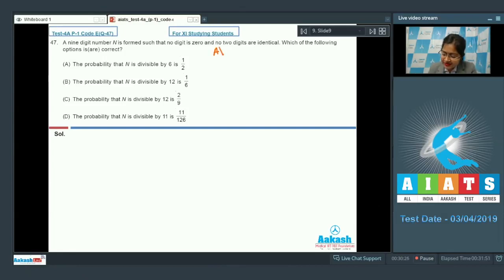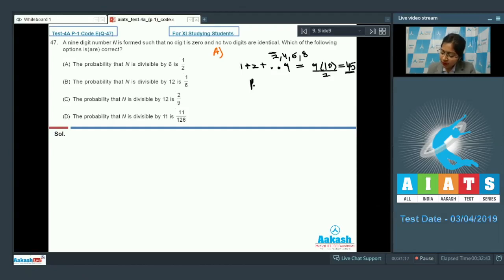Now, option A says that the probability that n is divisible by 6 is... For divisibility by 6, a number should be divisible both by 2 and 3. For a number to be divisible by 2, the end digit should be 2, 4, 6 or 8. For divisibility by 3, the sum of the digits should be divisible by 3, right? The sum of the digits is 1 plus 2 plus 3 up till 9. It is an AP and its sum is 9 into (9 plus 1) upon 2, that is 45. Now, this is divisible by 3.